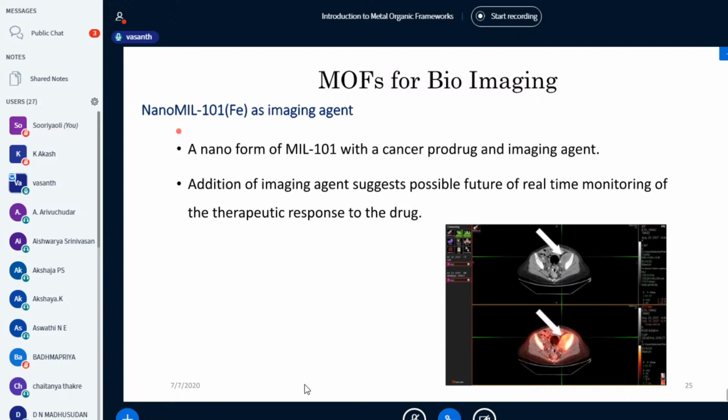And this metal organic framework, called MIL-101, was used for imaging purposes. When a drug is introduced to it, we can find out where the drug is exactly released and what other parts or vital organs the drug is present in.